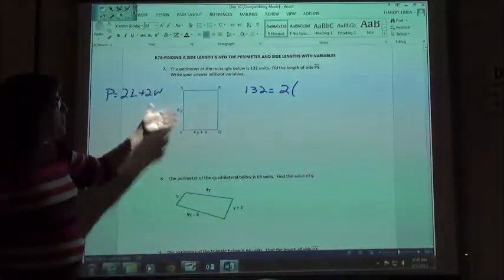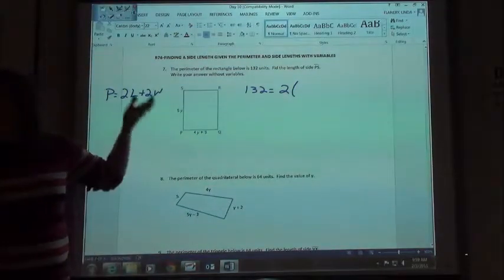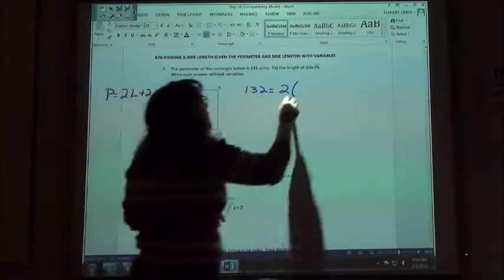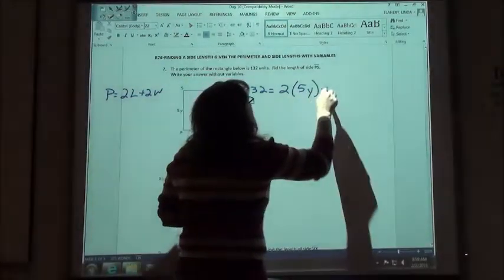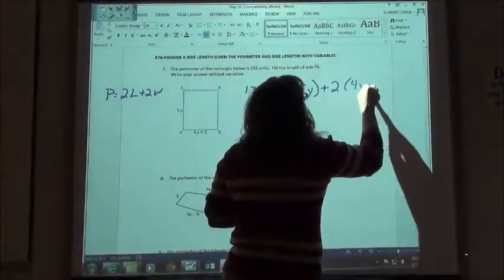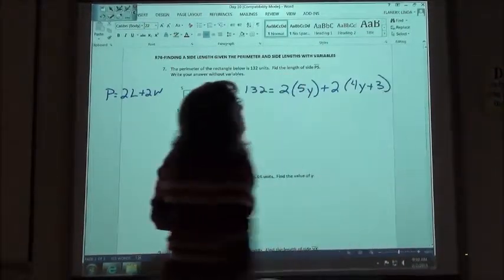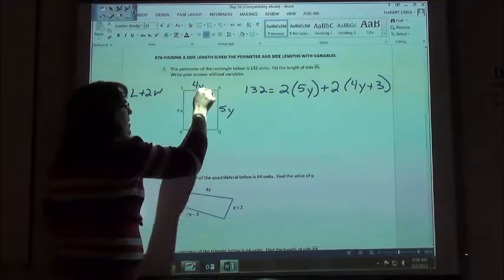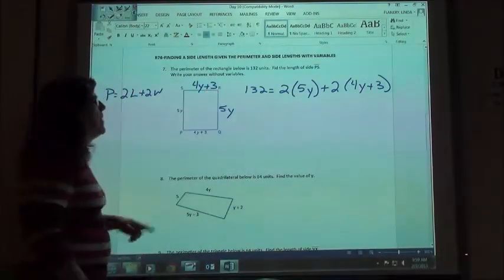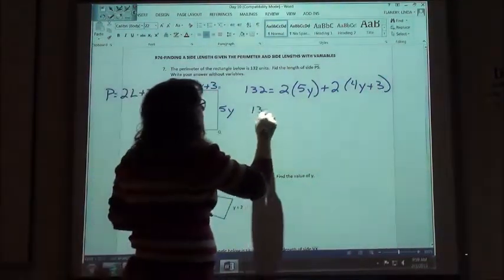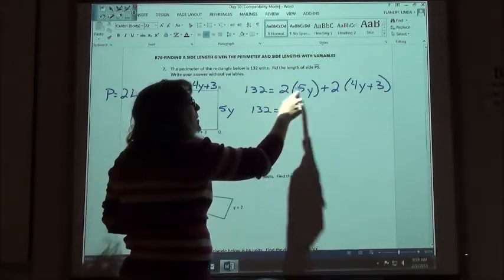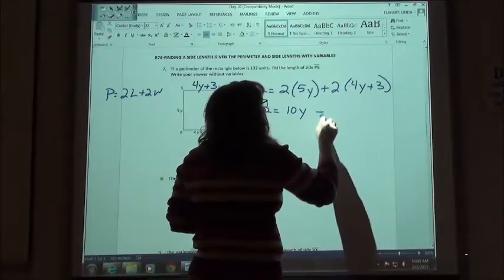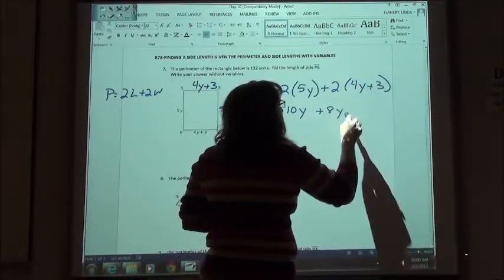Now, it really doesn't matter which one you call the length and the width. Generally, the longer side is the length and the shorter side is the width. So I'm going to put 2 times 5y plus 2 times 4y plus 3. Be the same thing as if I labeled all of these and added up all of my sides, right? So 132 is going to equal 2 times 5y, which is 10y. 2 times 4y would be 8y, and 2 times 3 would be 6.